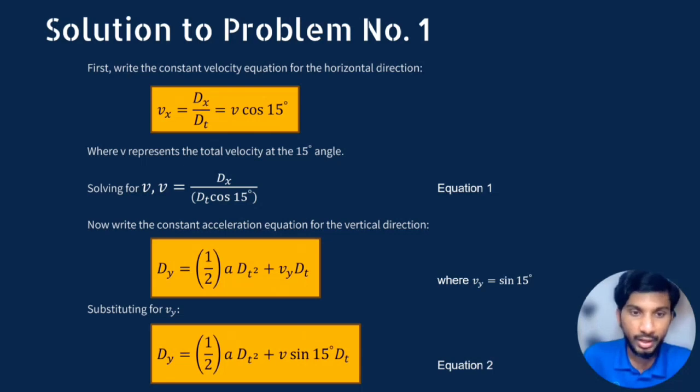Now write the constant acceleration equation for the vertical direction. dy equals 1/2 a dt squared plus vy dt. Also, Vy will be v sine 15 degrees. Substituting for Vy, dy equals 1/2 a dt squared plus v sine 15 dt. It will be equation 2.